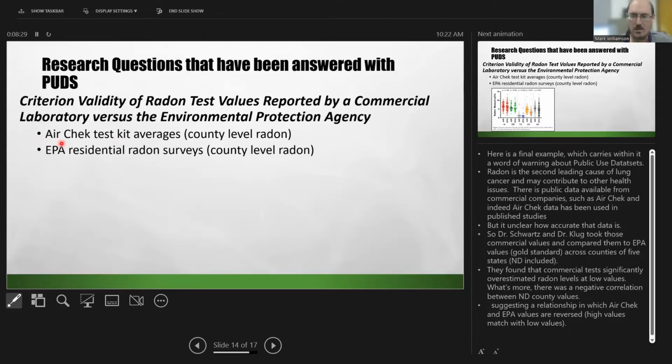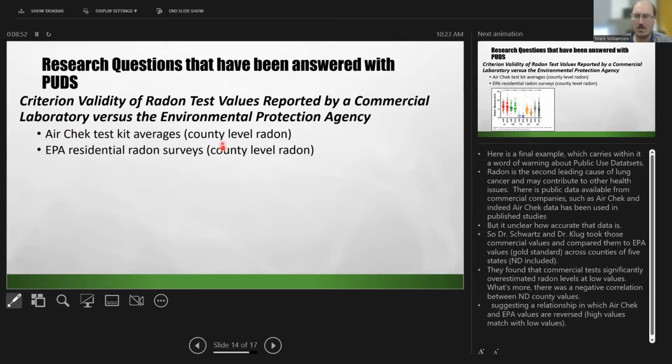So this data is available for people, and indeed AirCheck data has been used in published studies on radon. But it's unclear how accurate that data is. So Dr. Schwartz and Dr. Klug took these commercial values and compared them to the Environmental Protection Agency. They've done several large surveys. So this is sort of the gold standard of radon detection.